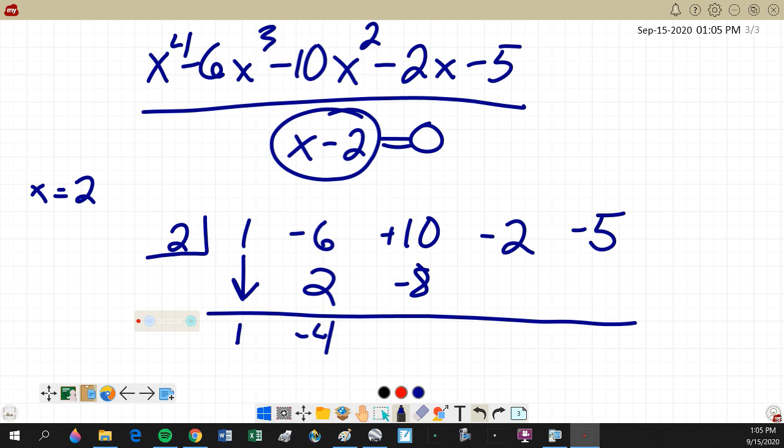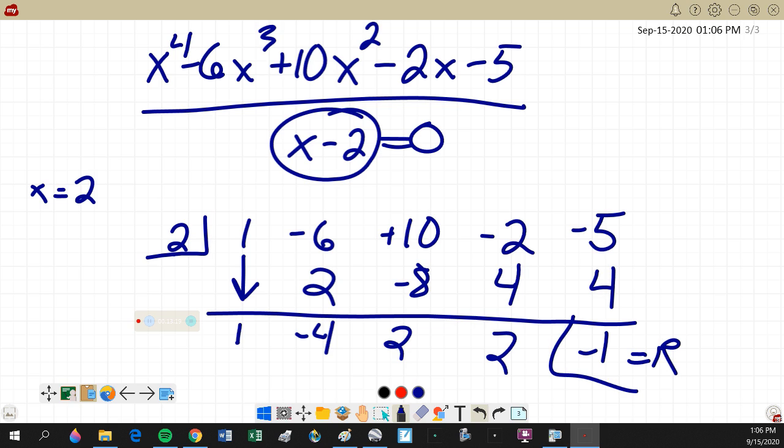I'm going to change that. 10 minus 8 is 2. 2 times 2 is 4. Negative 2 plus 4 is 2. 2 times 2 is 4. And then I get a negative 1. Okay? The last one is your remainder.